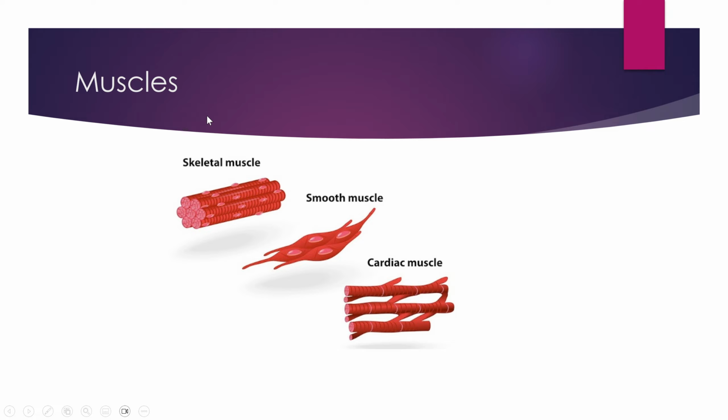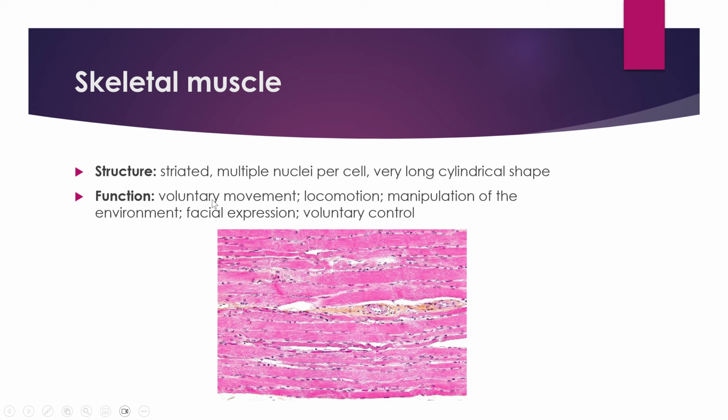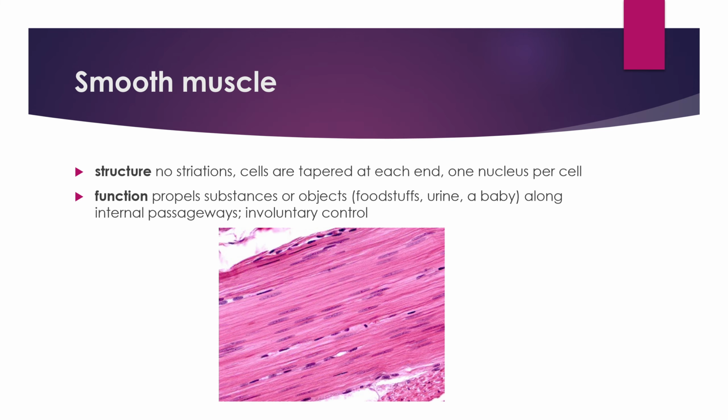Then the different types of muscles, you've got skeletal muscle, smooth muscle, and cardiac muscle. Skeletal muscle is striated, so it has a striped appearance. It's got multiple nuclei per cell, and a very long cylindrical shape. The function is voluntary movement, locomotion, manipulation of the environment, facial expression, and voluntary control.